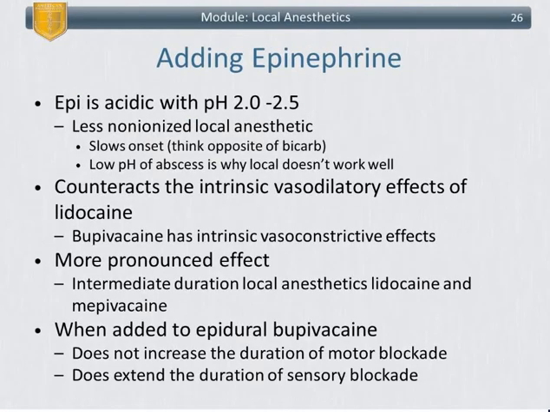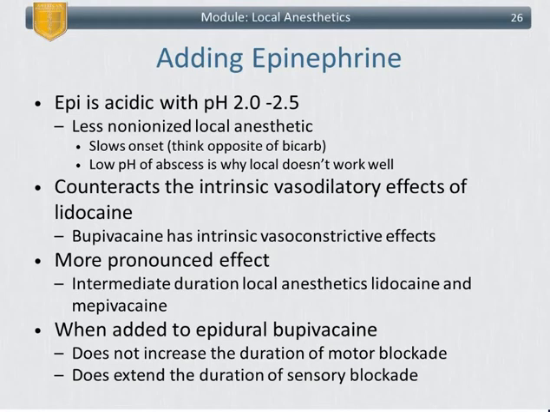So epinephrine is essentially acidic, with a pH quite low at 2 to 2.5. When you mix it in, it's the opposite of adding bicarb, so you're getting less of the non-ionized local anesthetic, and you're slowing the onset, exactly the opposite of bicarb. By the way, when local is in an acid environment, you're creating more ionized molecules, so it's harder to get into the cell. This is also why local close to an abscess doesn't work well, because abscesses are acidic, and that will ionize your local, making it hard for the local to get into the cells.